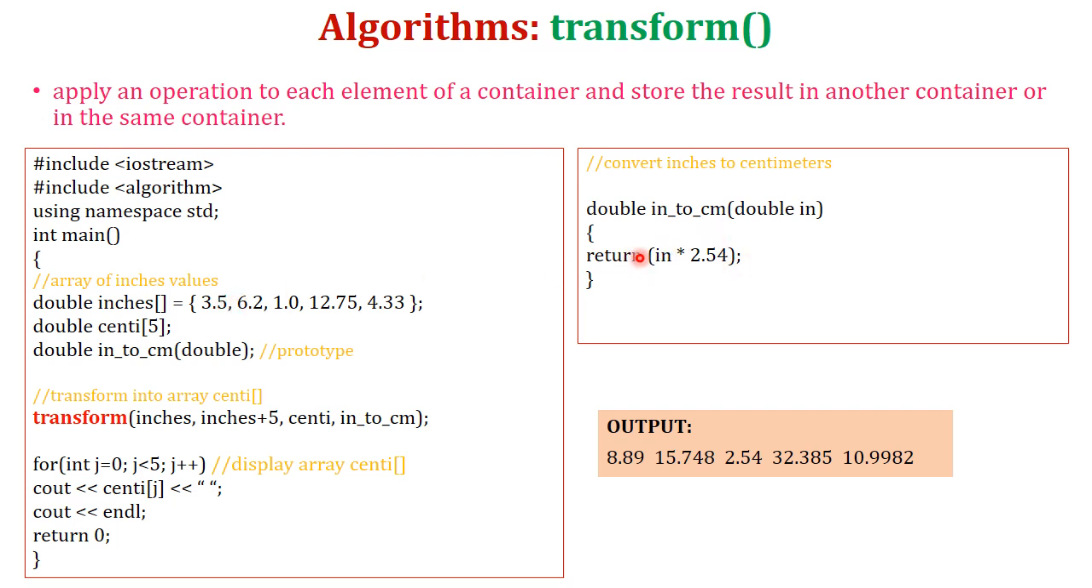Then return means the control automatically comes to here, then it will display the values. So what is the concept here? We are going to apply some formula or some modification to each element in the array, so then it will be reflected, and then we can display. So now 3.5 into 2.54, then it will be reflected. Then 6.2 into 2.54, then it will be reflected like that. So each element in this array is affected, then it will display here. Thank you.